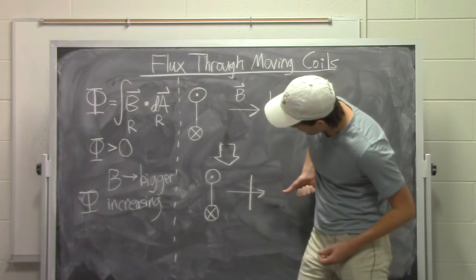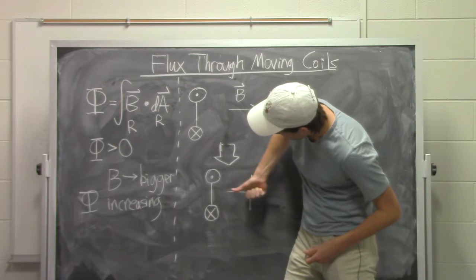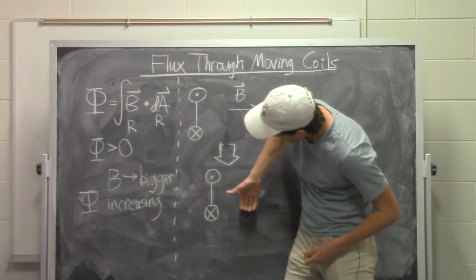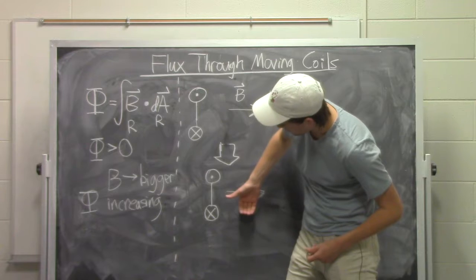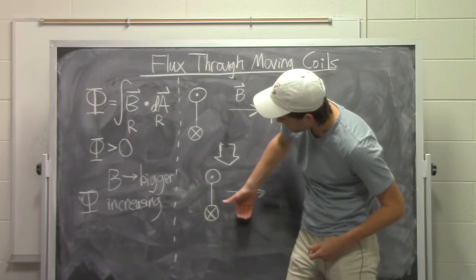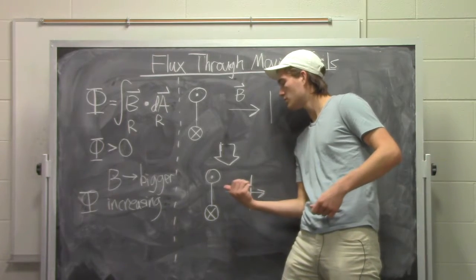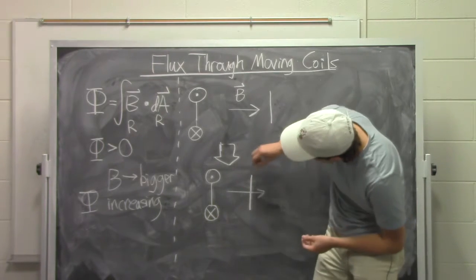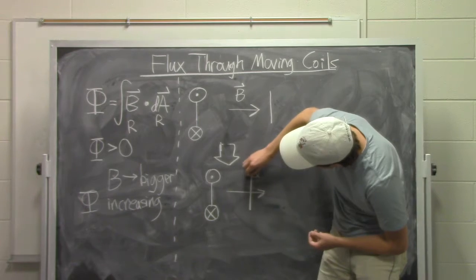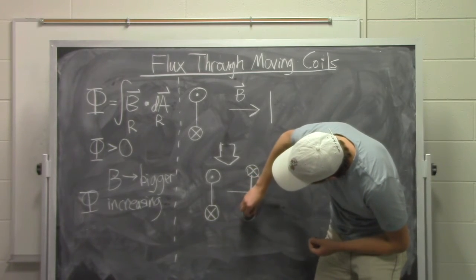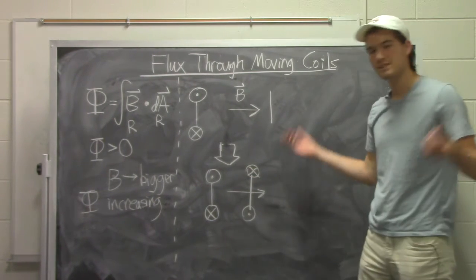So in order for this magnetic field to be pointing to the left, we know that the induced current is going to be coming out of the page on the bottom of the ring and into the page at the top of the ring. So we represent that in this way. And that's pretty much it.